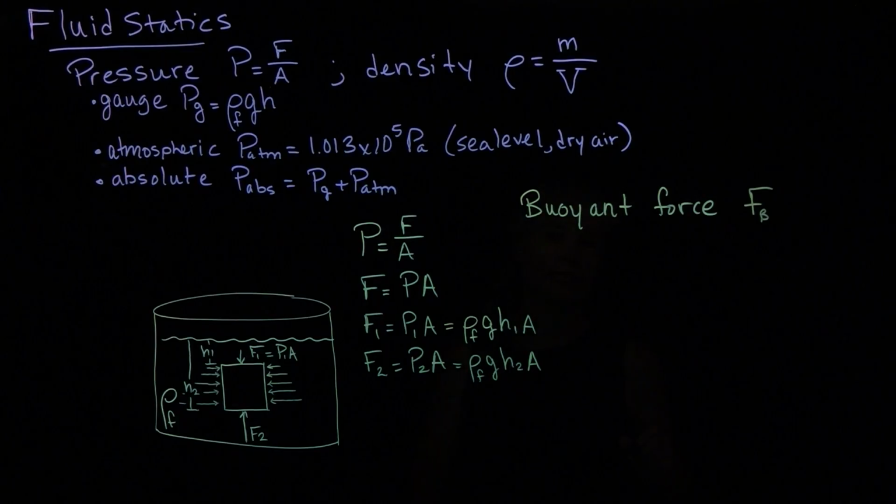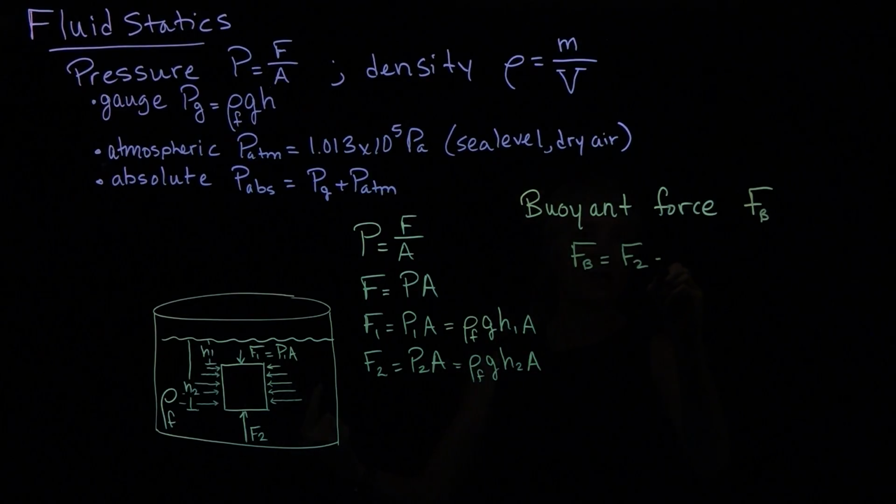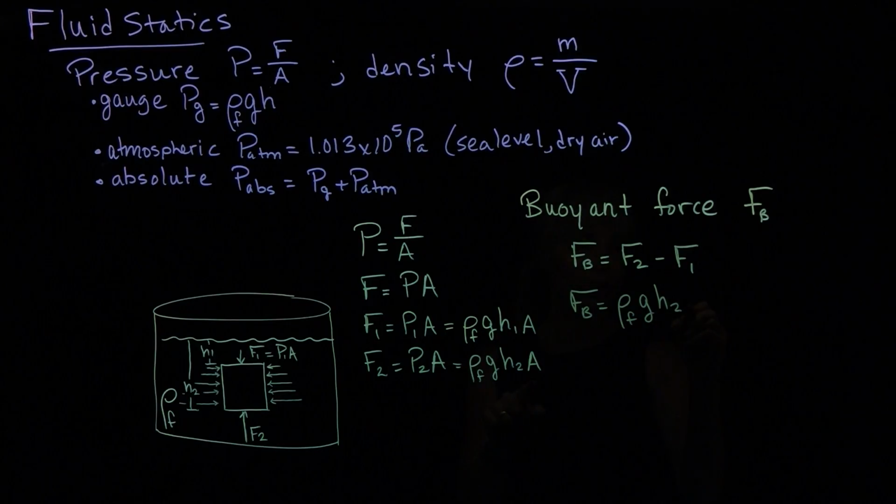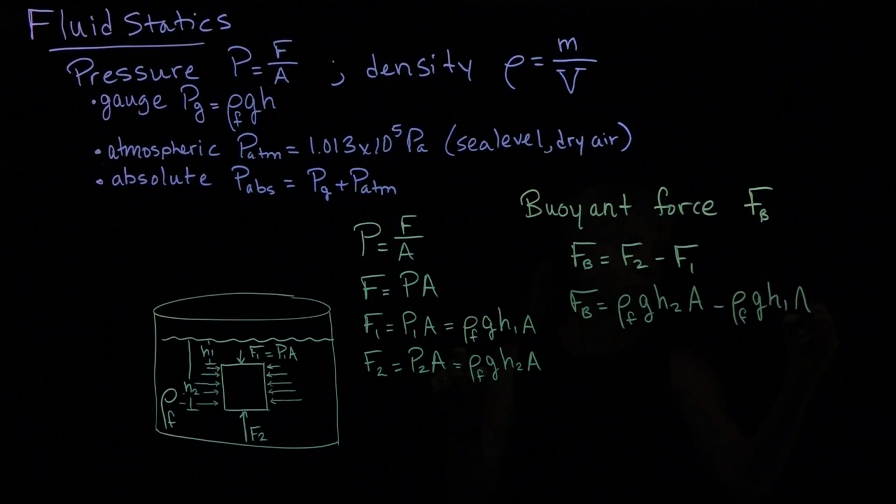The buoyant force gets the symbol F sub B, and the buoyant force then is just the difference of the force upward, which is F2, the force pointing upward, minus the force downward, F1. And so plugging in these terms, the buoyant force is going to be equal to F2, which is the density of the fluid, acceleration due to Earth's gravity, times H2 times the area, minus F1. F1 is the density of the fluid, acceleration due to Earth's gravity, H1 times the area.